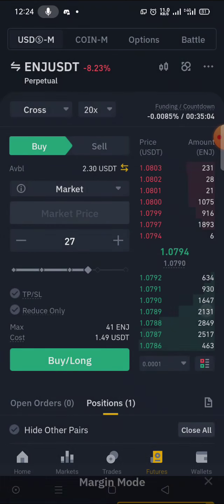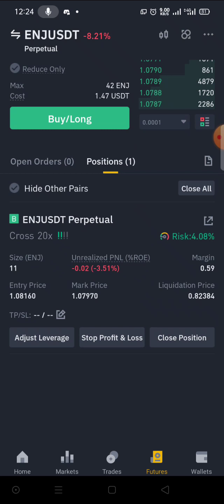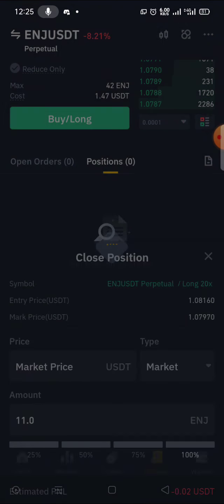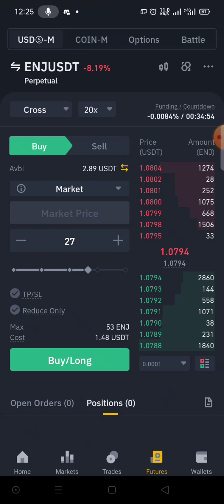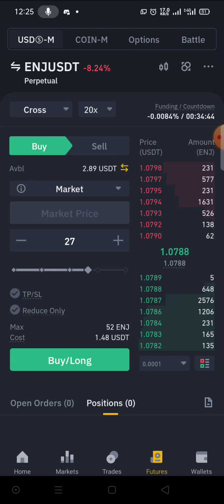Before then, I have to close this trade. Even though I'm down by 4%, it's just for education. So I'm going to close this trade. Click on close, I'll click on 100%. Now I'm down by some cents or dollar. Here's my capital, $2.89 is what I have now in my balance. It could be your $100, it could be your $500 or $50. Move it to this place.